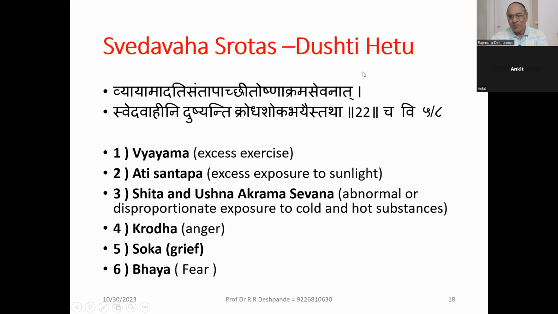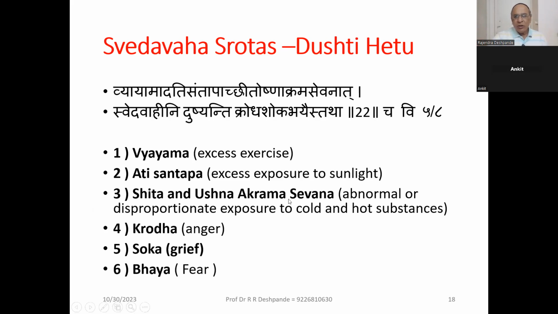Now, Dushti Hetu: Vyayamat, atisantapat, shita ushna kramasevanat, swedavahini dushyanti, krodha, shoka, bhaya tatha. So first is Vyayama. When any person exercises beyond the limit, that can cause excessive sweating and the person gets dehydrated because water is lost. Then Ati Santapa. Santapa here does not mean angry, it means exposure to sunlight. If you are exposed to more sunlight, a lot of unnecessary sweating will come and that also leads to dehydration.